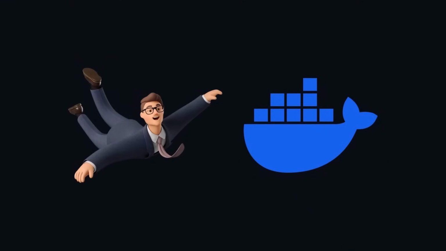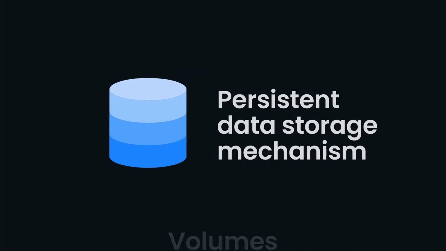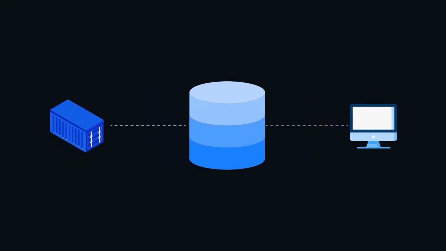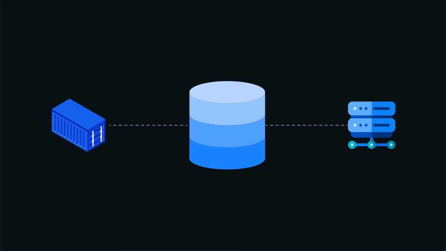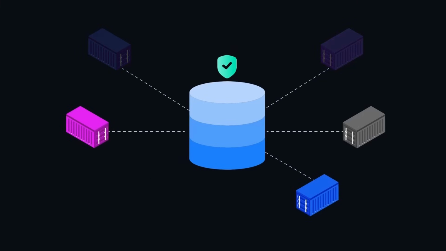Now, if you dive deeper into Docker, you'll also hear people talk about volumes. A Docker volume is a persistent data storage mechanism that allows data to be shared between a Docker container and the host machine, which is usually a computer or a server, or even among multiple containers. It ensures data durability and persistence even if the container is stopped or removed. Think of it as a shared folder or a storage compartment that exists outside the container.